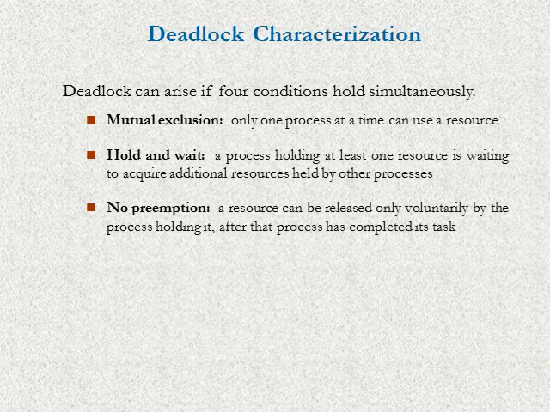Because if we can take back the resources forcefully, we can break the cycle at any point. So if in a system setting we do not have this privilege to forcefully take back the resources from a process, this may also lead towards a situation where we may have a deadlock in the system.